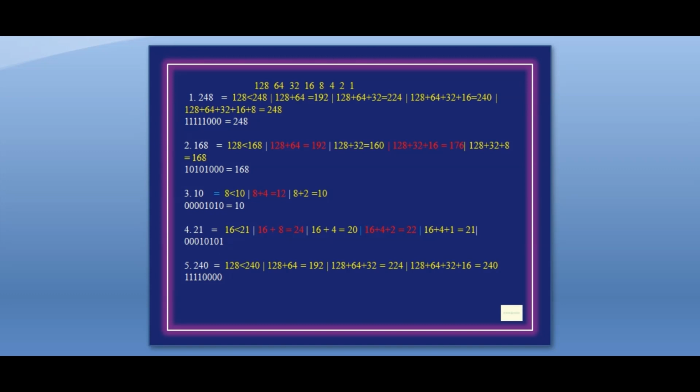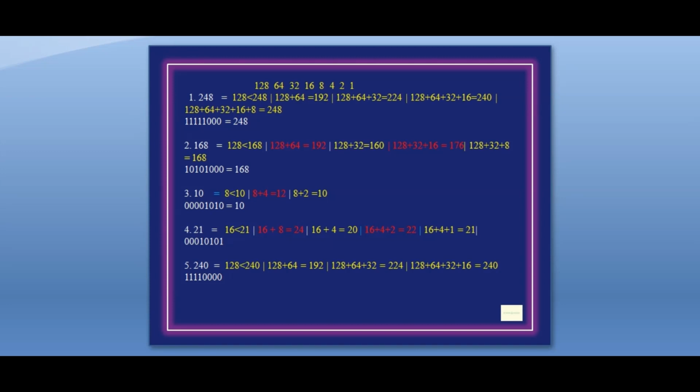00001010. Next is 21. In the table, 16 is less than 21, so we're going to place 1 on 16 and move to the next bit, that is 8. 16 plus 8 equals 24, which is greater than 21. Place 0 on 8 and move to the next one, that is 4. 16 plus 4 equals 20, which is less than the value we want, so place 1 on 4 and move to the next one, that is 2.